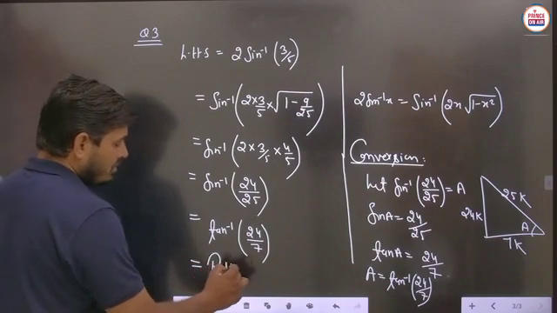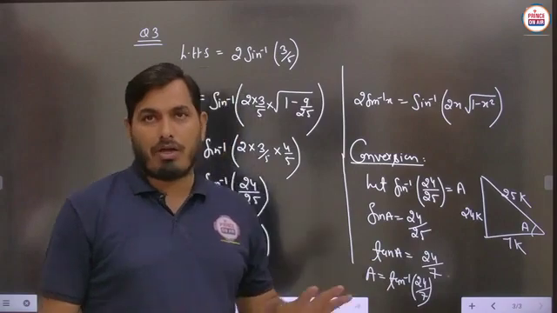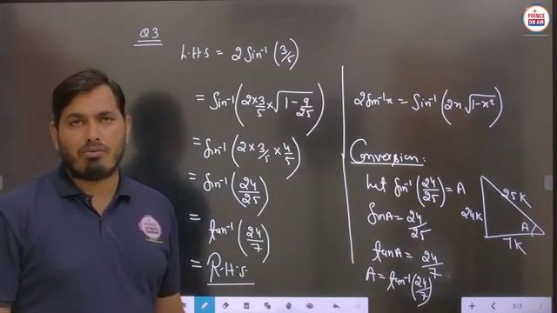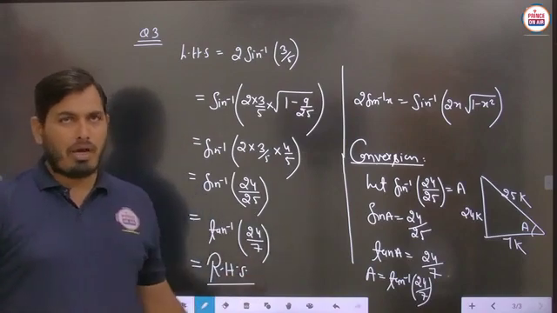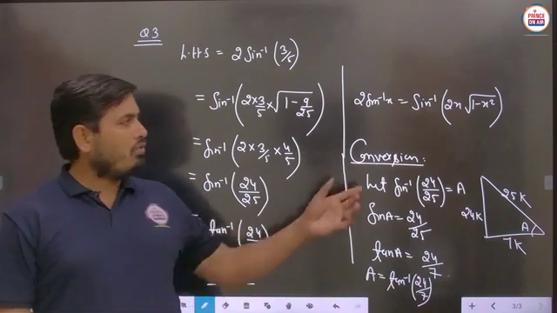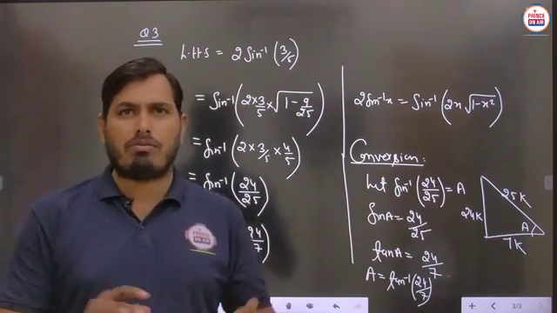In such types of questions, these conversions are very important, and we have to use this type of conversion to simplify the questions. Is it clear? So I think this question number 3 has the use of this property as well as the conversion. This conversion is mostly used in this miscellaneous exercise.